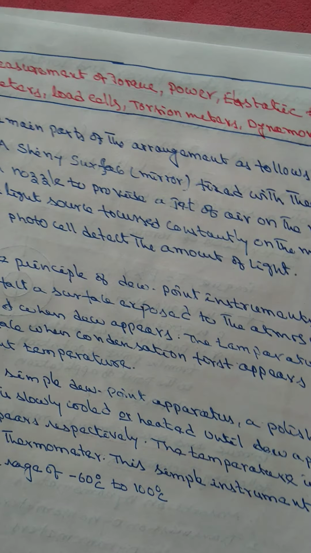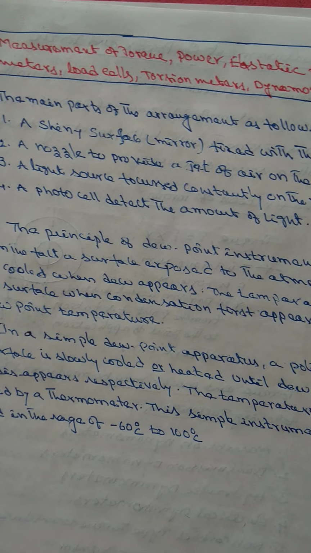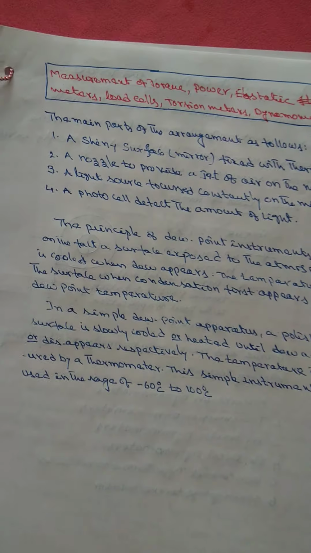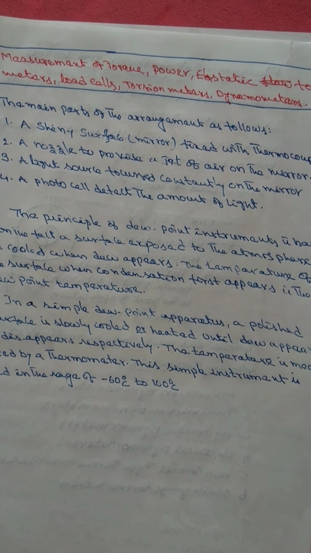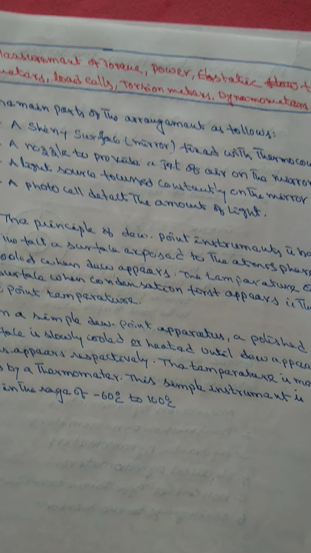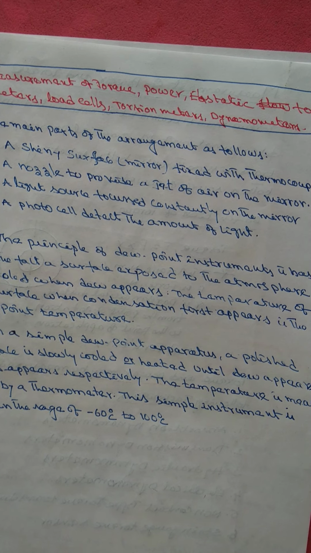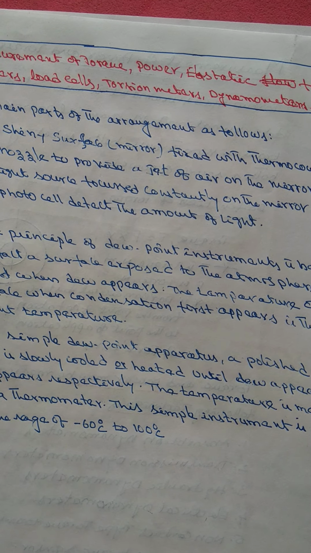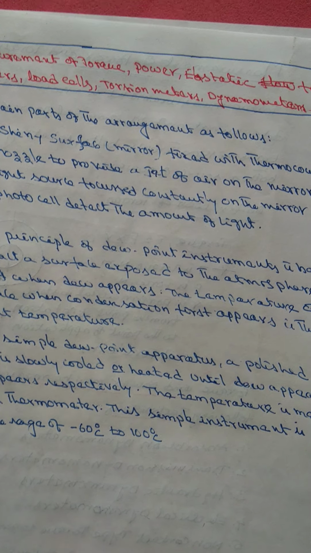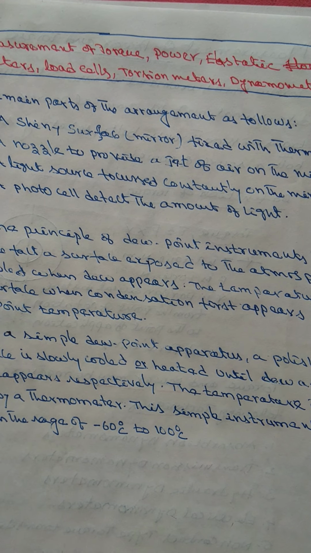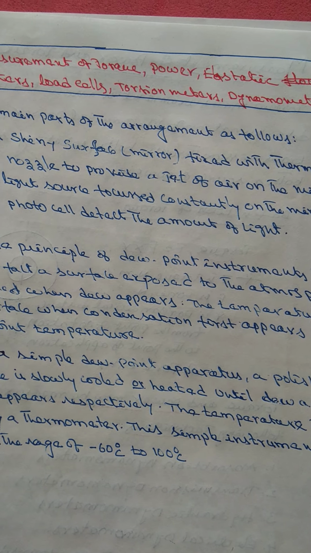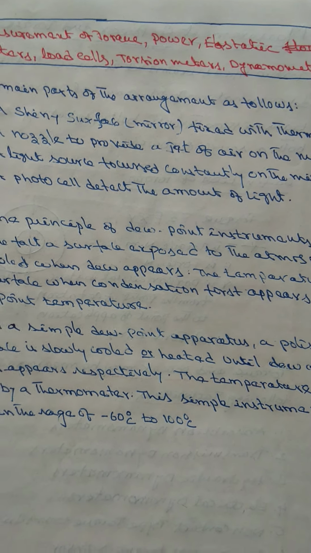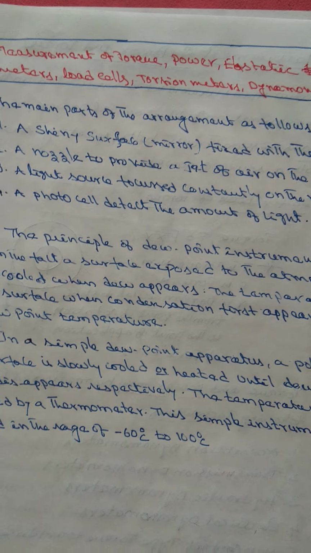The main principle of this dew point instrument is that a surface exposed to the atmosphere is cooled until the dew appears. What is the dew? Generally, we have heard this word dew. Dew means a droplet, which has a hemispherical shape. The condensation process occurs at the dew point temperature. This is the dew point operation.